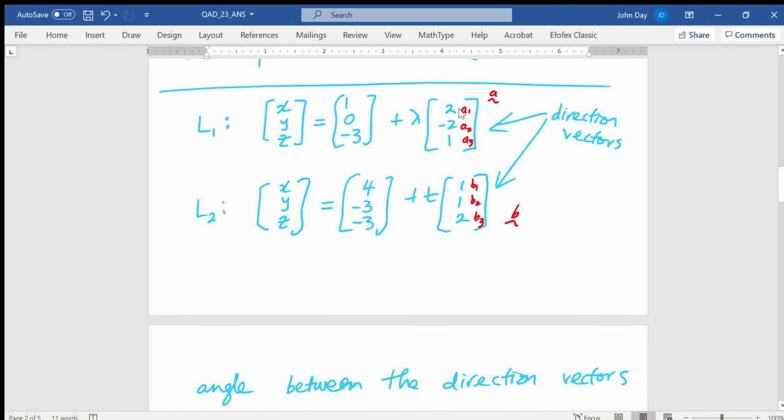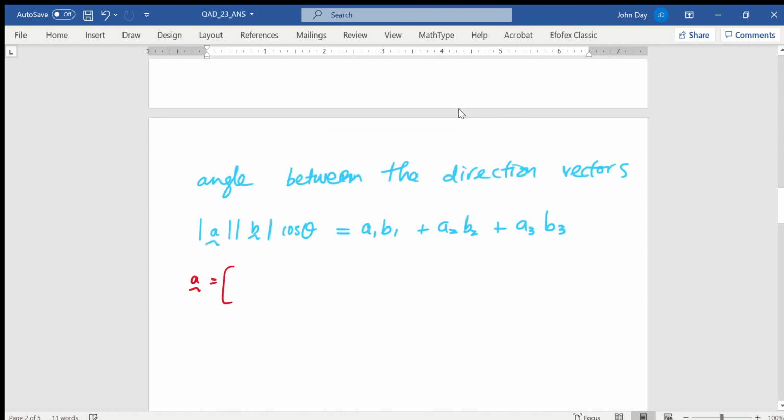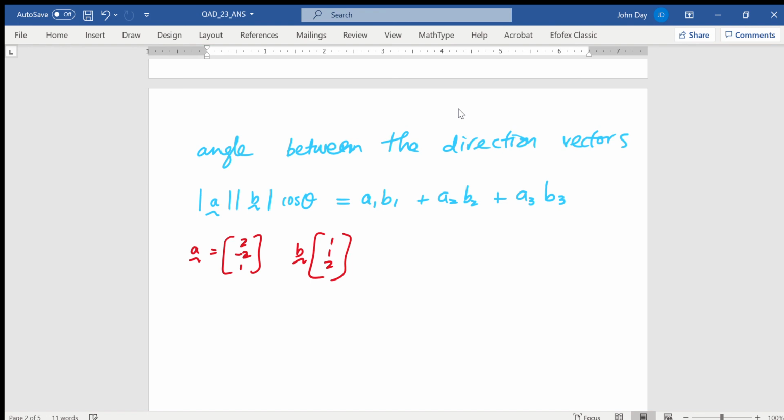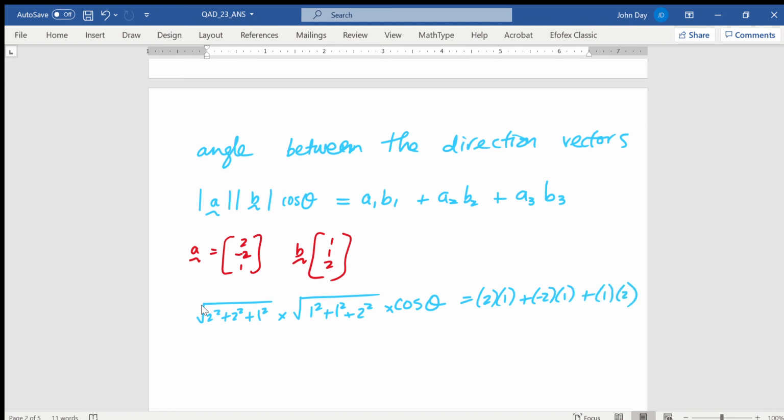I'm calling that A and that B in my notation, right, for those direction vectors. So A is 2, minus 2, 1. And B is 1, 1, 2. So let's do that dot product in those two different ways. The size of A is the square root of 2 squared and 2 squared and 1 squared. The size of B is the square root of 1 squared and 1 squared and 2 squared. And we've got cos theta. We don't know what that is. We're trying to find theta. And then this is 2 by 1 plus minus 2 by 1 plus 1 by 2. So 4 plus 4 is 8. Plus 1 is 9, root 9 is 3, 3 times 3 times cos theta.